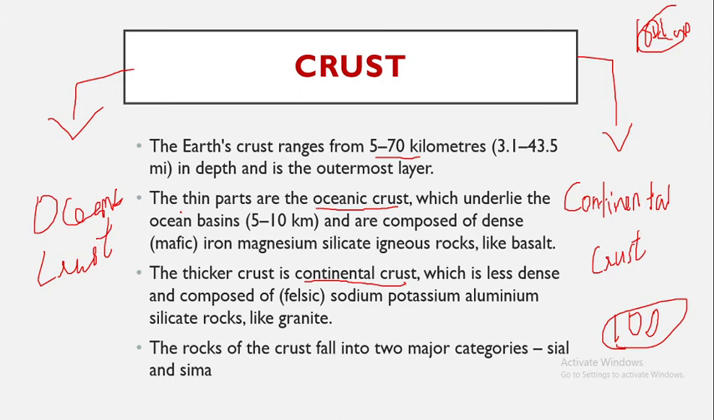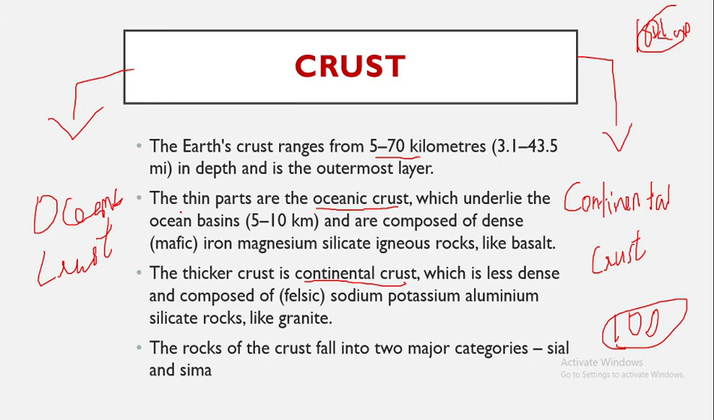Okay, so oceanic crust underlies the ocean basin, and the depth is 5 to 10 kilometers. Then what is the composition? It has a mafic composition, that is iron, magnesium, silicate igneous rocks present in the oceanic crust. Then what type of rock? Give an example, that is basalt. Basalt is an example of rock present in the oceanic crust.